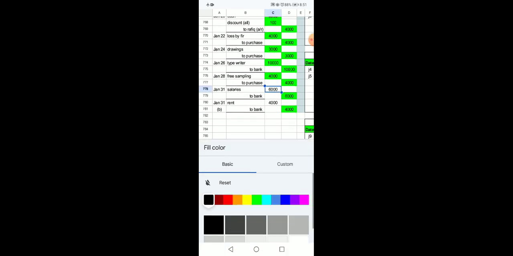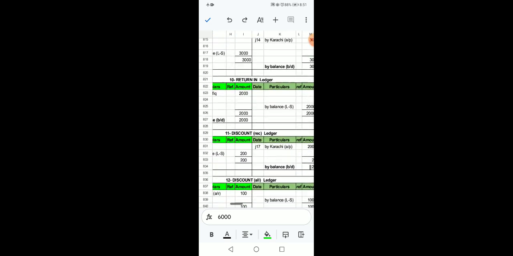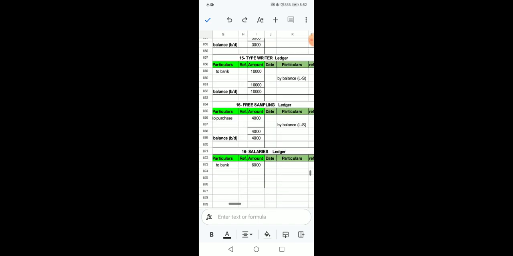For salaries, there was only one entry which we have already posted. Mark it as done, and now nothing is present. In the next entry you can see salaries are not present. It means posting for salaries is completed. All right, now it's time to calculate the balance. For balance, what you will do, you will take the sum of both sides.